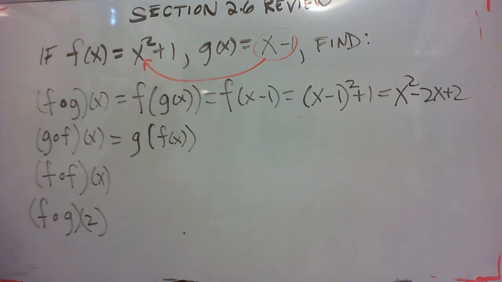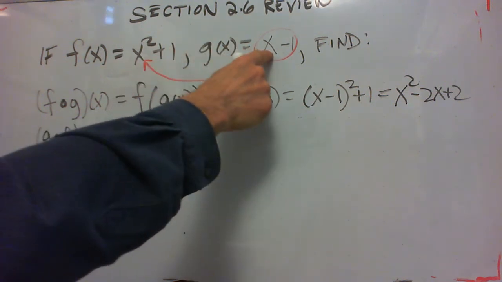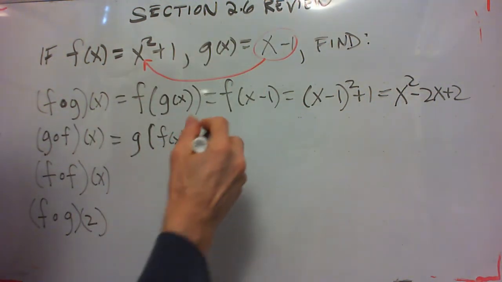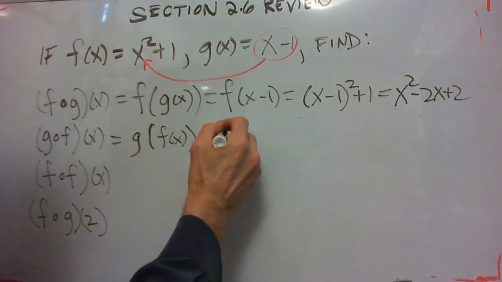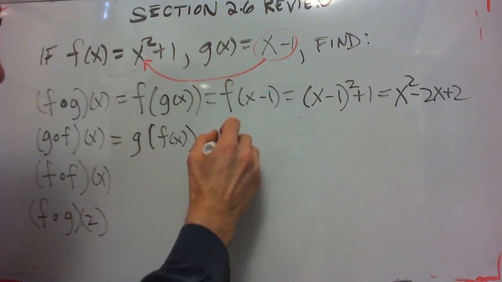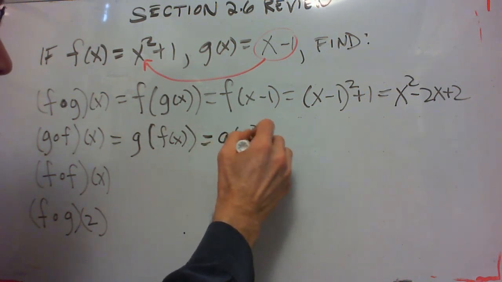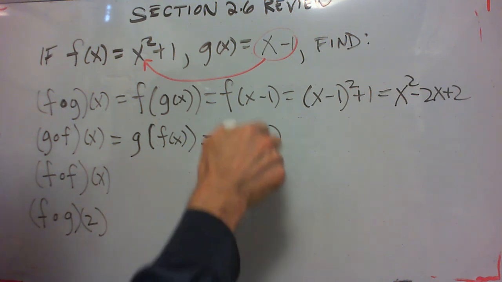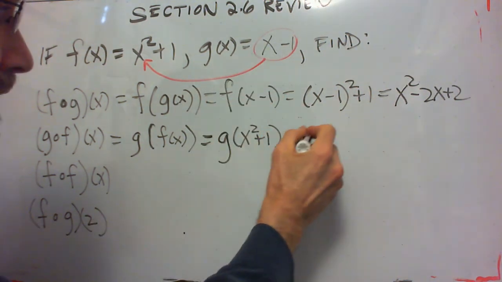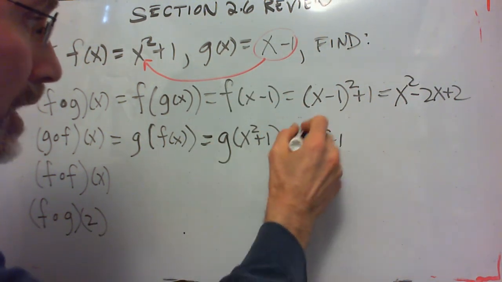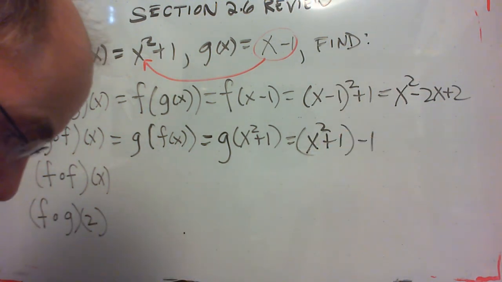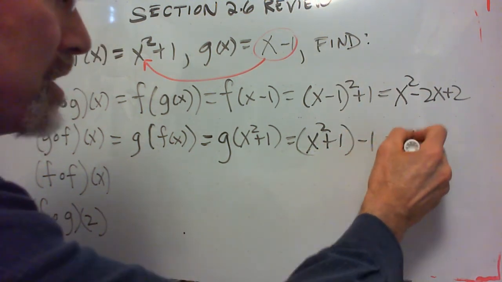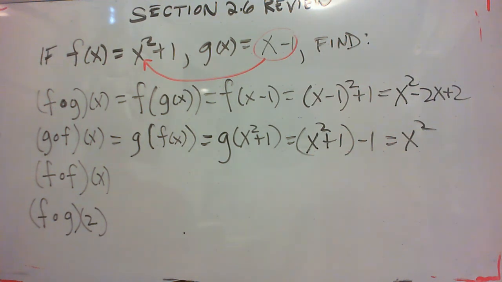So we plug the f of x function, x squared plus 1, in for that x of the g of x formula. So we're taking g of x squared plus 1. We're plugging that x squared plus 1 in for this x. So we get x squared plus 1 and then minus 1. And that simplifies to x squared.